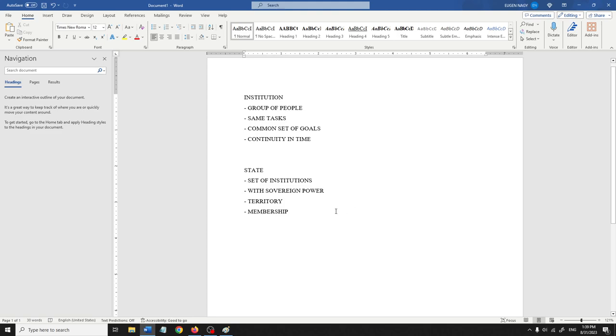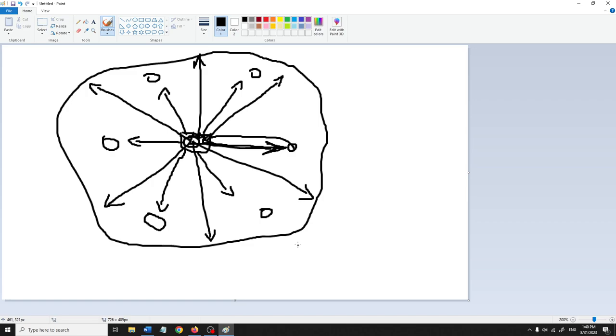So let's define sovereign. Sovereign means power exclusive of external or internal rivals or enemies. Sovereignty means power exclusive of any external or internal rivals or enemies. So let me give you an example. Let me show you what I mean.